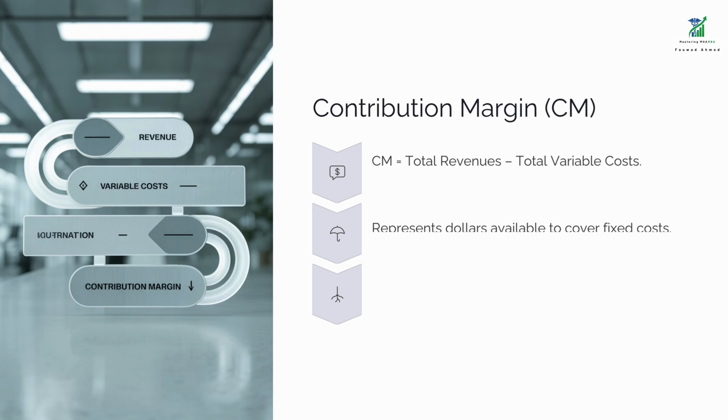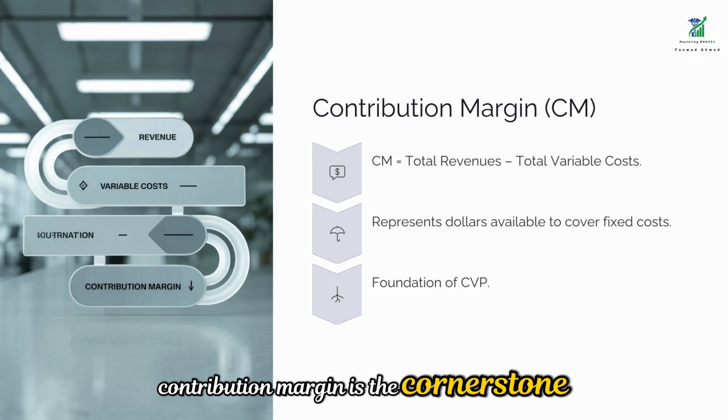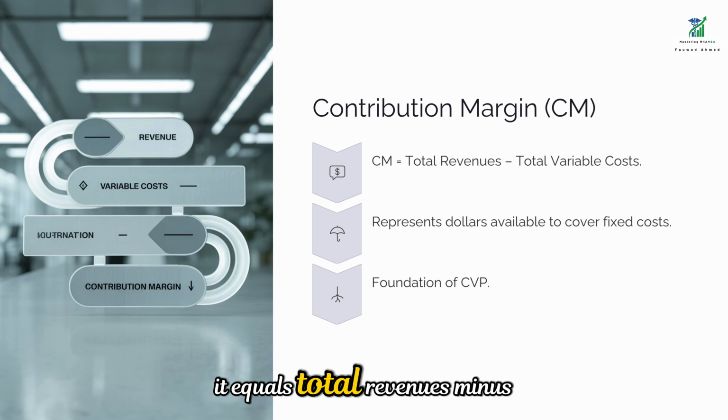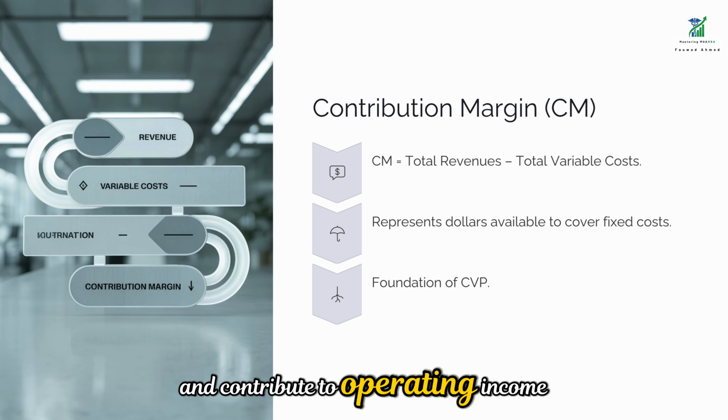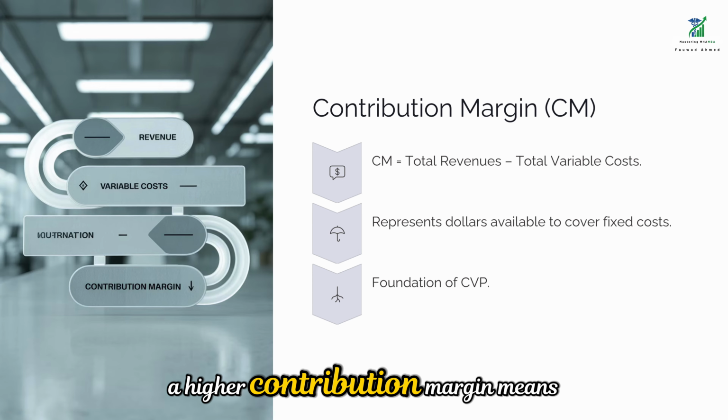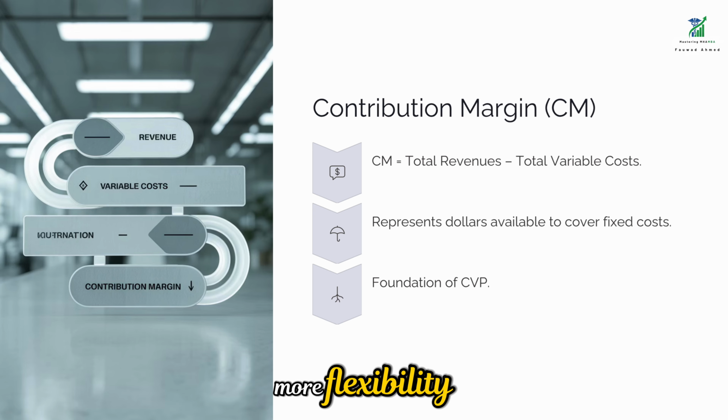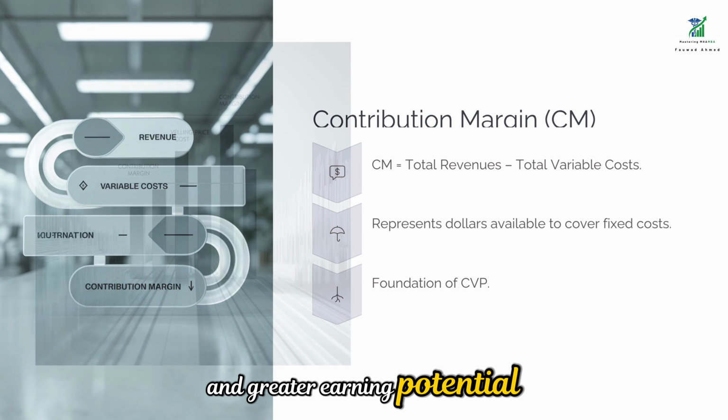Contribution margin. Contribution margin is the cornerstone of CVP. It equals total revenues minus total variable costs. Contribution margin shows how much is available to cover fixed costs and contribute to operating income. A higher contribution margin means more flexibility and greater earning potential.